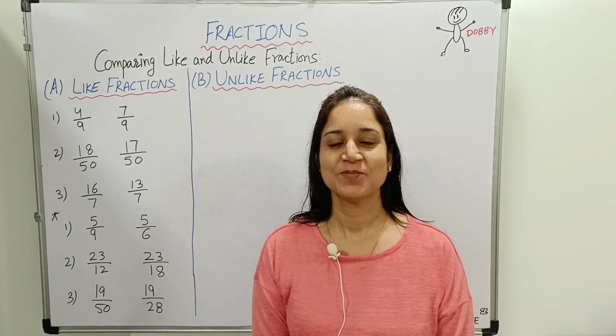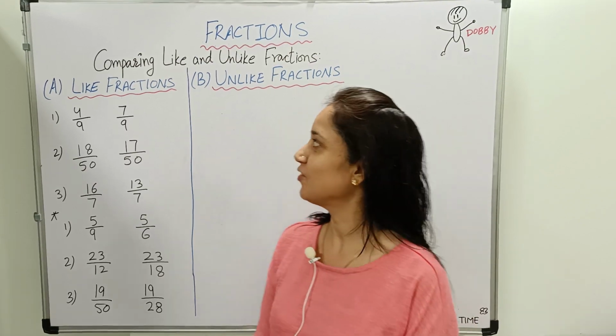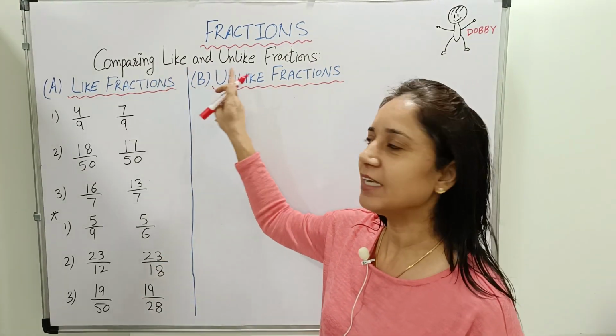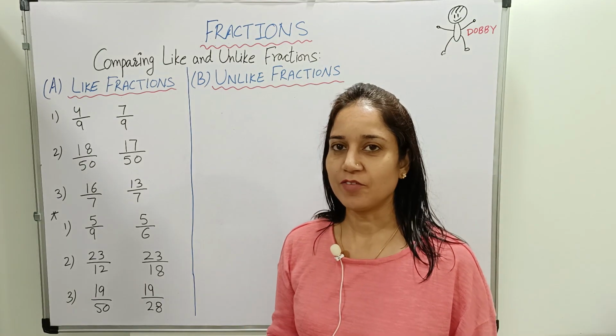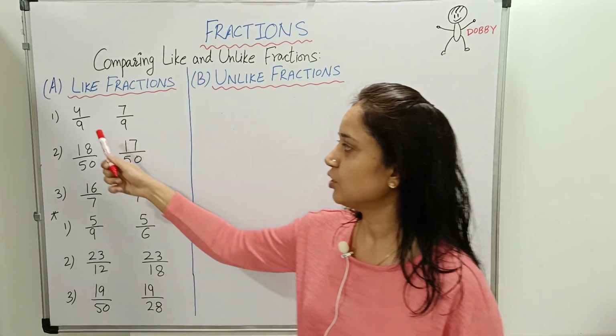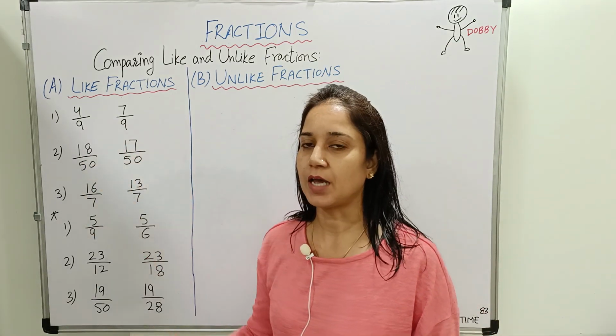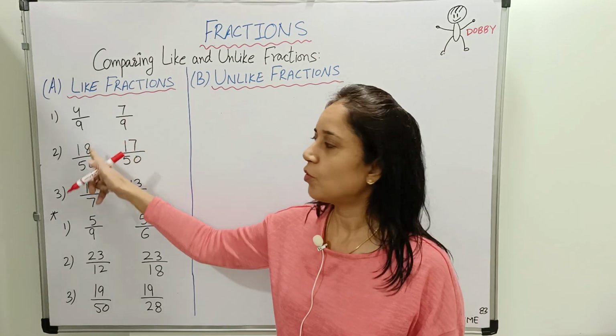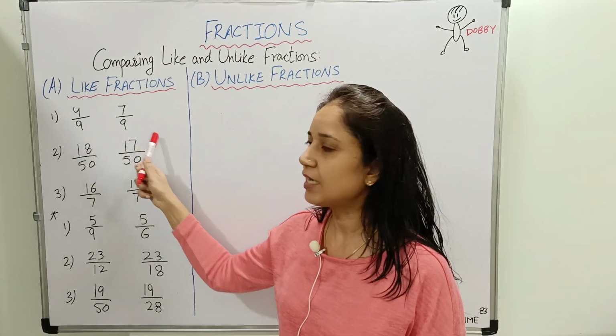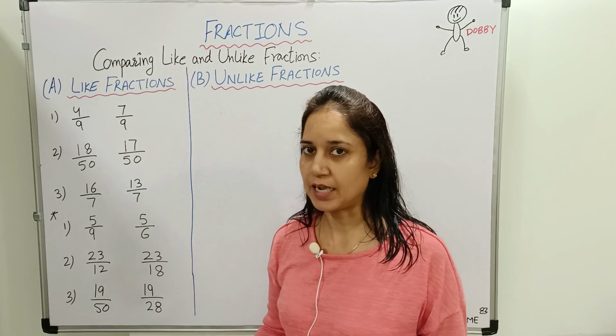It's math time, ma'am. Yes, and in today's class we will be learning comparing like and unlike fractions. What are like fractions? As I told you, the fractions which have the same denominators are called like fractions. 4 upon 9, 7 upon 9. Both have the same denominator. So yes, they are like fractions.